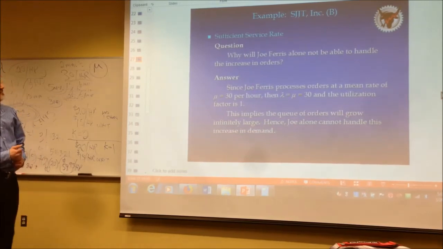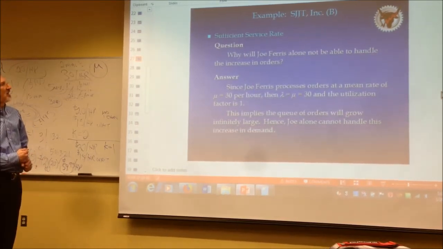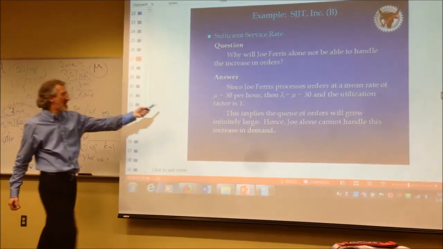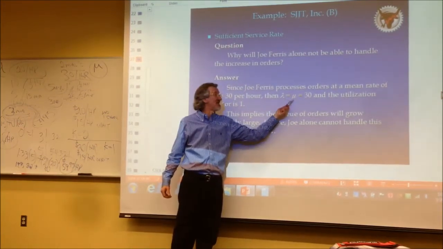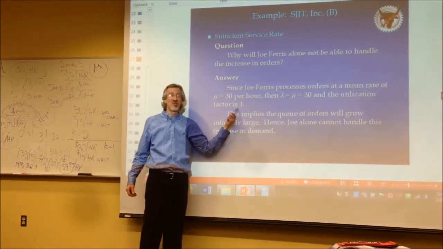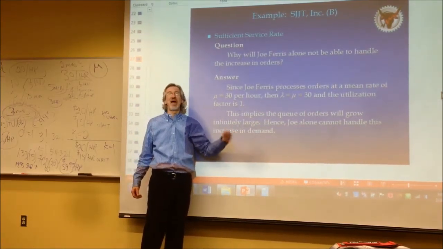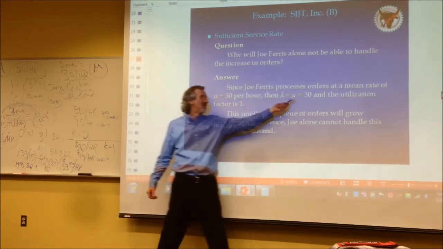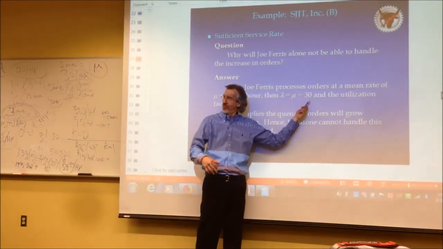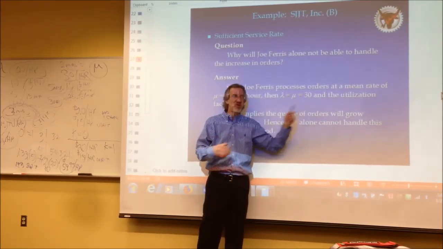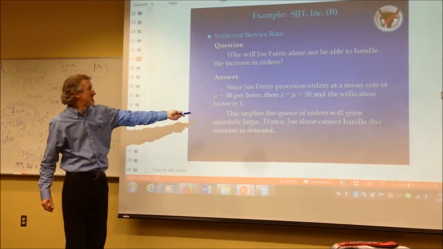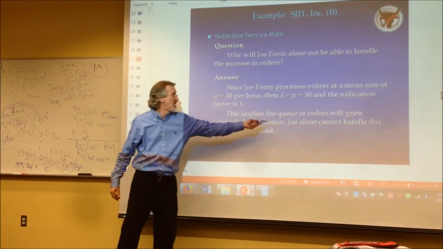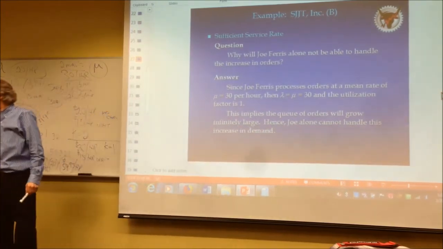Why will Joe alone not be able to handle the increase in orders? Since Joe processes orders at 30 per hour, and the arrivals are going to be 30 per hour, the arrival rate and service rate are going to be equal to each other. Once you have a utilization factor of 1, you can't handle it. You're going to have backup no matter what, because that's just the average. There's going to be times where calls are coming in a little more than 30 per hour. And as soon as it gets over 30 per hour, you have a backup that will never be caught up. So this implies the queue of orders will grow infinitely large, hence Joe alone cannot handle this increase in demand.